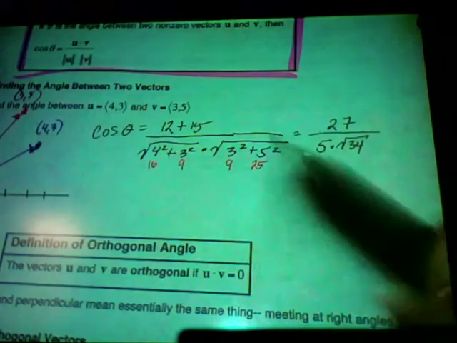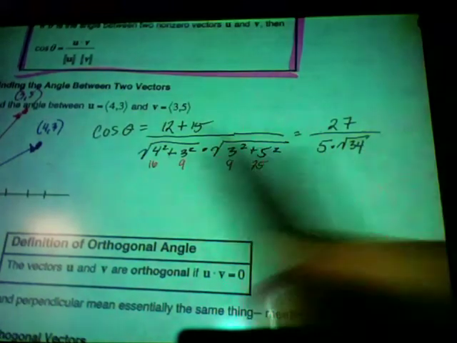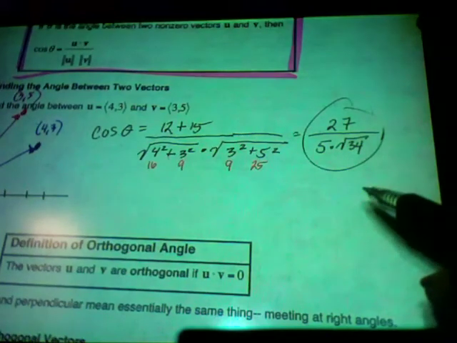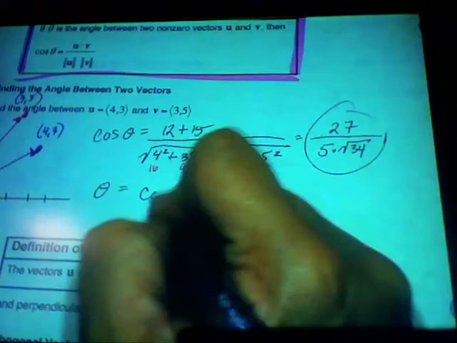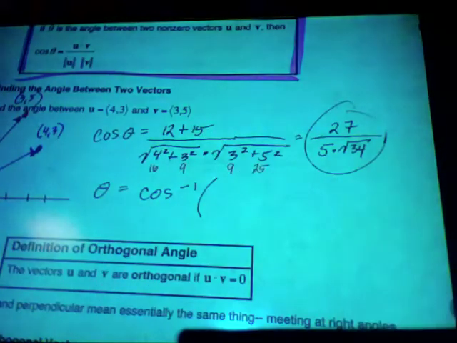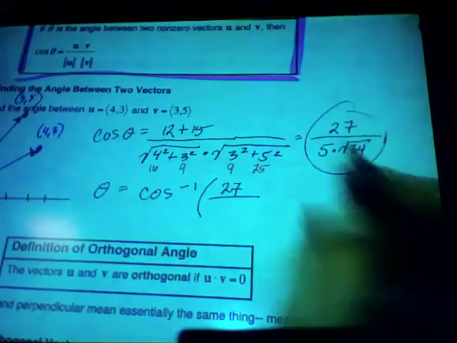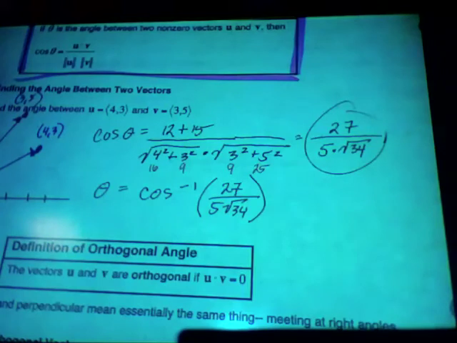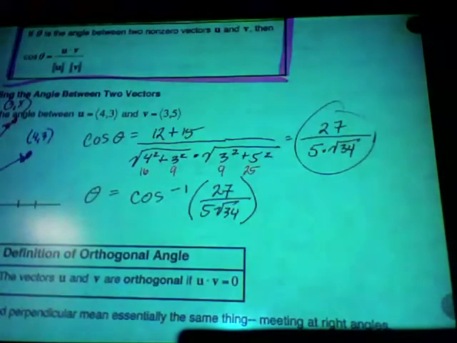Then I can't reduce anything here, and it's not necessarily needed to reduce it, because I've got the cosine of theta is equal to this right here. This is what I want to input into my calculator. To find theta, as you stated, don't I take the inverse cosine of, I'm going to take 27 and divide it by 5 root 34. So you need to be really careful when you put this in your calculator, because your calculator automatically assigns a parentheses, doesn't it?